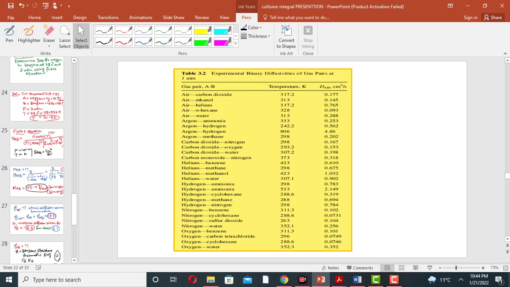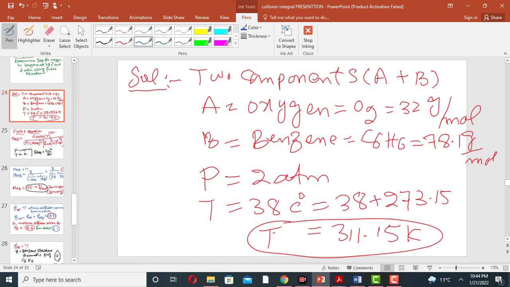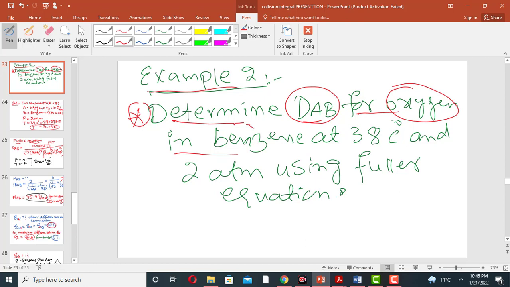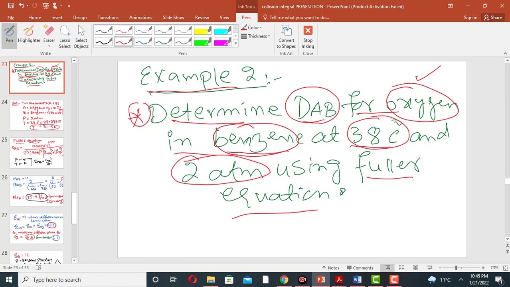Now we will solve an example from which we can determine the diffusivity of gas A through gas B. Determine the diffusivity of gas A in gas B for oxygen and benzene. So we are going to determine the diffusivity of oxygen molecule in the benzene molecule at 38 degrees centigrade and 2 atmospheric pressure using the Fuller equation.